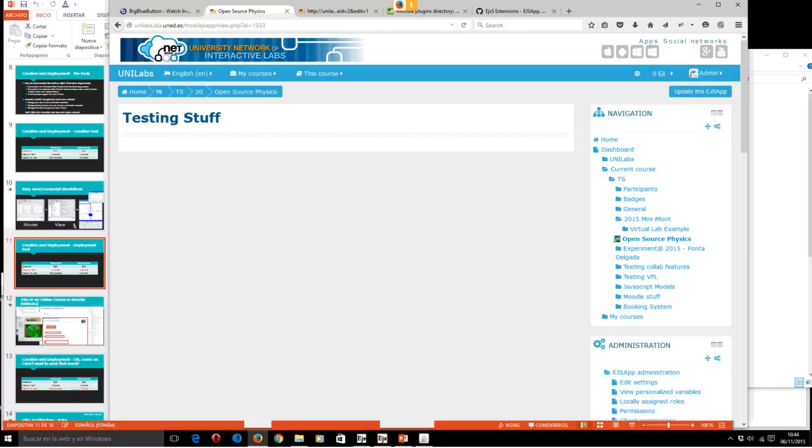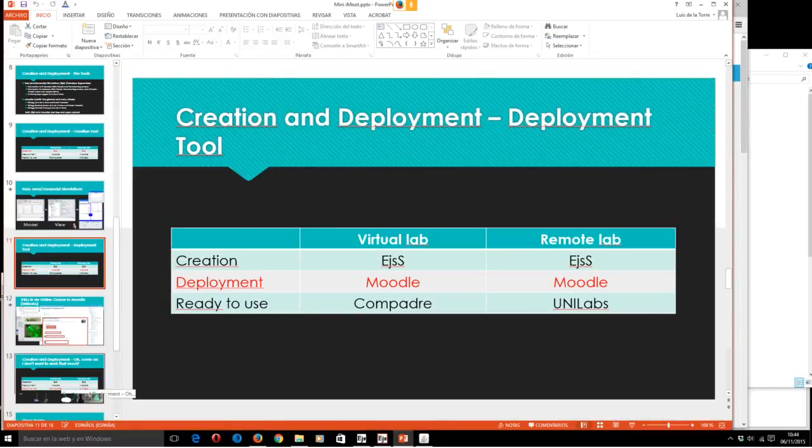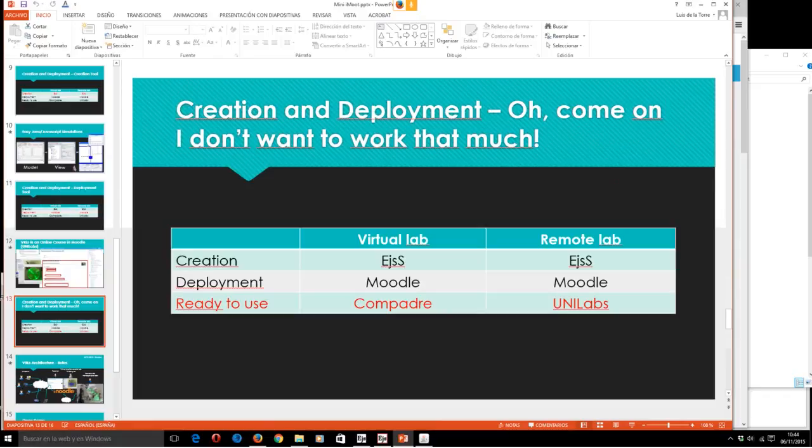So that was the part of the ready-to-use virtual labs using the Compadre open source physics repository. For ready-to-use remote labs, we have our network called Unilabs, which you have just seen in our web portal. So people are invited to join our network. So if you're interested, just contact me, please. And then this is the last slide, almost.